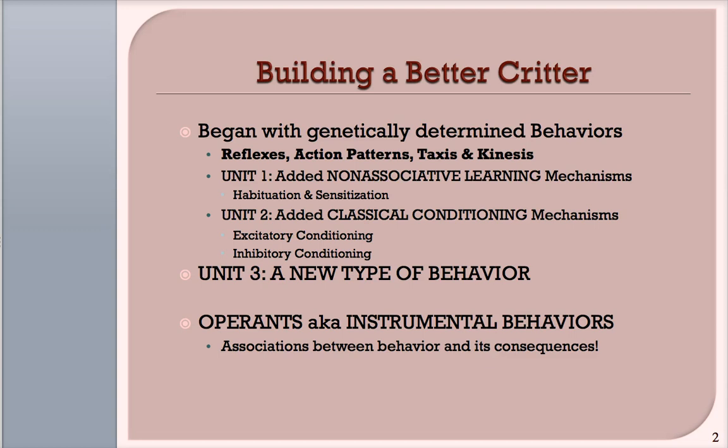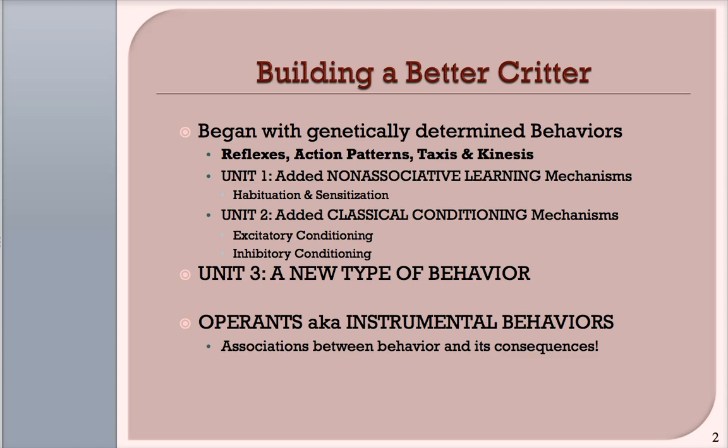But even with classical conditioning, we're still talking about reflexive-like behavior. Many organisms have behaviors that go beyond the simple stimulus-response reflex-like pattern. And so in Unit 3, we're going to talk about a new kind of behavior. We're going to talk about operants or operant behaviors, also known as instrumental behaviors.